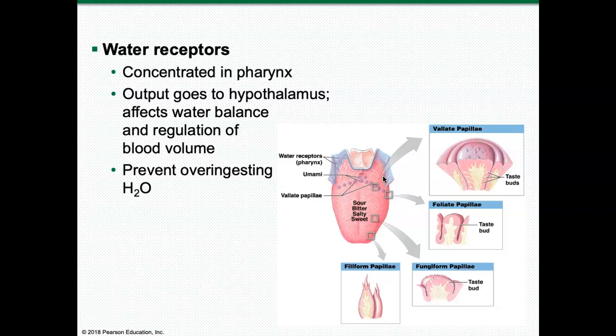There are water receptors, and these are in the pharynx, and the output to the water receptors goes to the hypothalamus, affecting our water balance and regulation of blood pressure. And this will prevent us from over ingesting water.